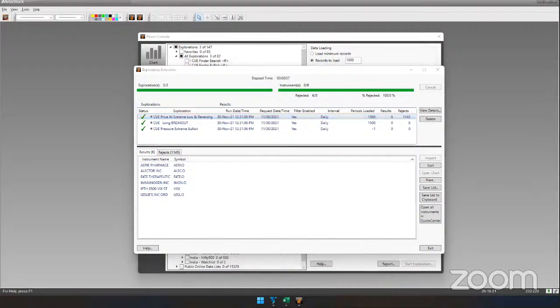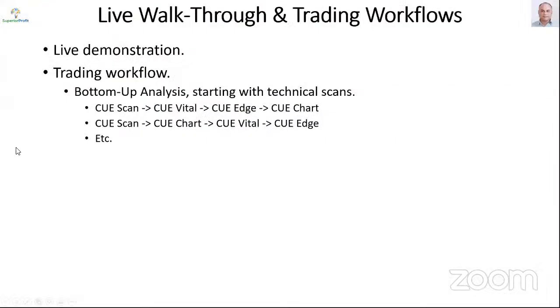Now let's go to the slide. How to use the scans in workflow. In bottom-up analysis, you start with technical scans. Then you use the scans in your workflow. You run Qscan, you get the result, then you have different choices. If you want to check fundamentals next, you go to vital. From there, you may go to edge for sector industry rotation, and lastly, look at charts.